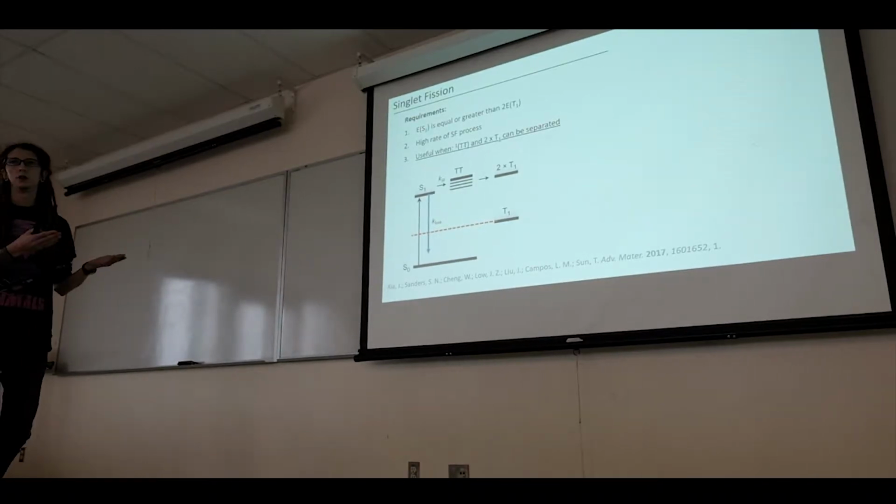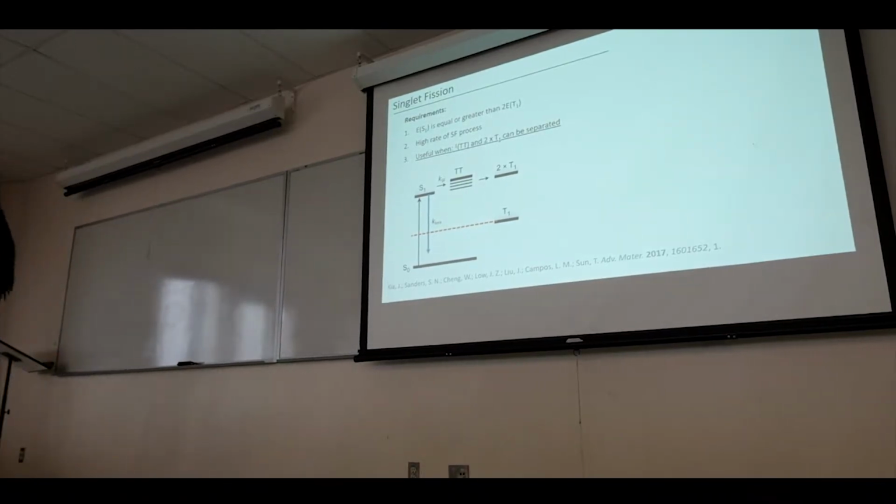And even though I got the footage for that, the last requirement is more of a practical one, and that is that in order to make use of this excitation energy coming from the singlet fission process, we must be able to separate our correlated triplet pair and further be able to separate our individual triplets to harvest that energy.